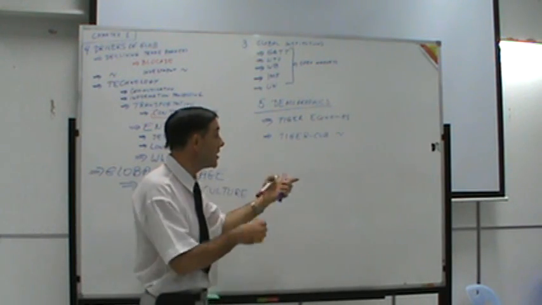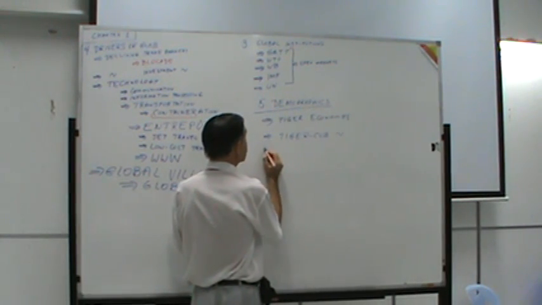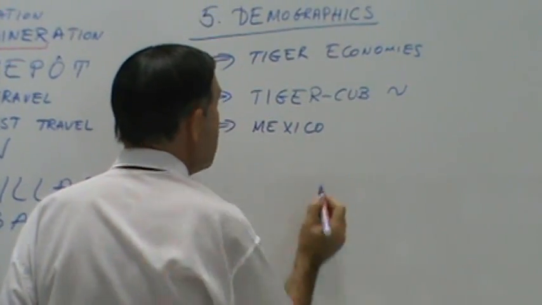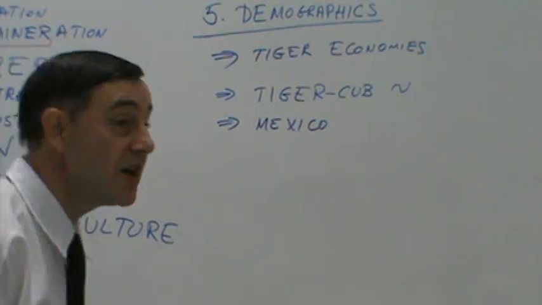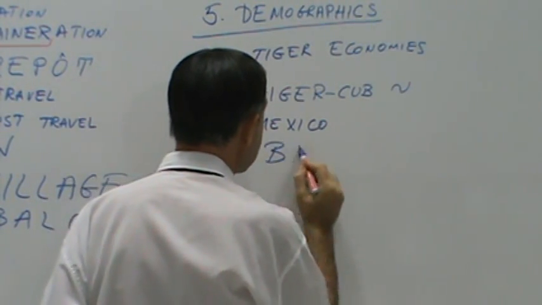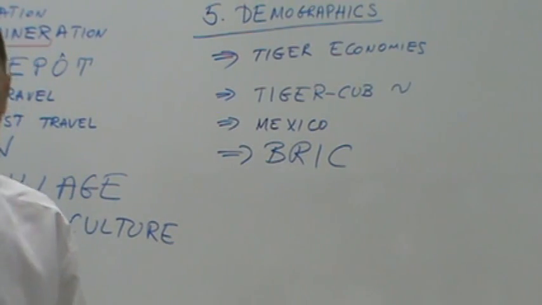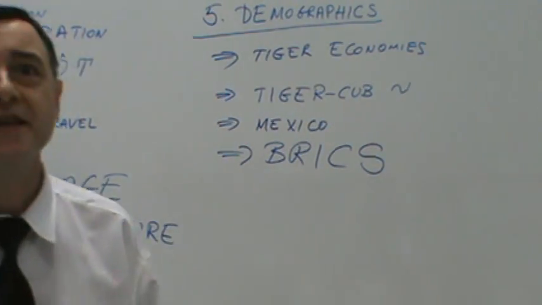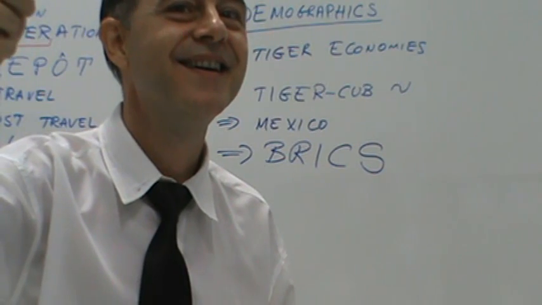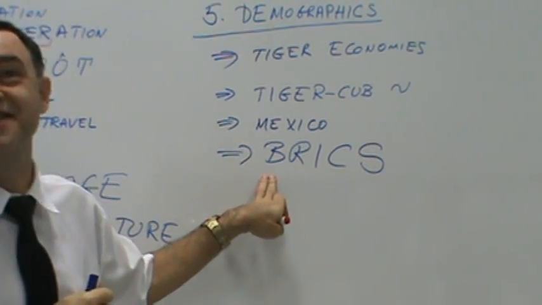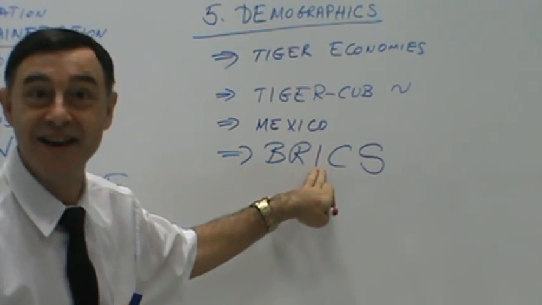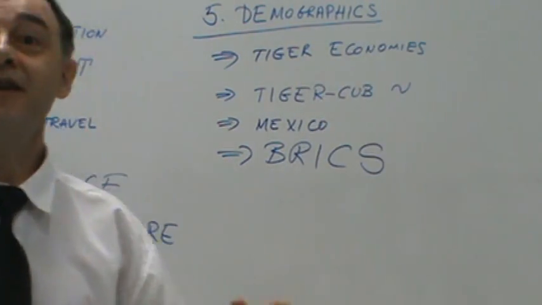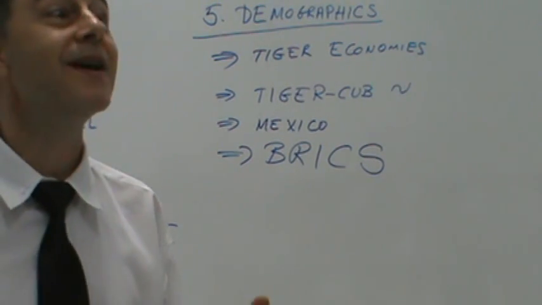Some other economies that have been growing fast besides the tiger-cub economies are Mexico, Brazil, Argentina, and the so-called BRICS. Let's write the BRICS with an S at the end, where S stands for anybody? All right, this one's Brazil, easy. This one's Russia, easy. This one's India, easy. This one's China, easy. And S stands for? Oh, excellent. South Africa, excellent. I'm very, very pleasantly surprised.